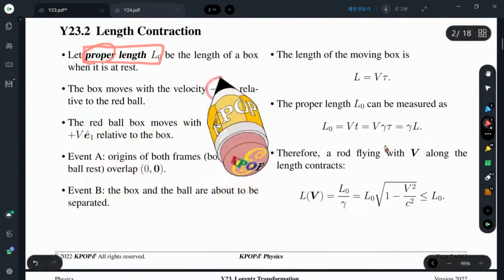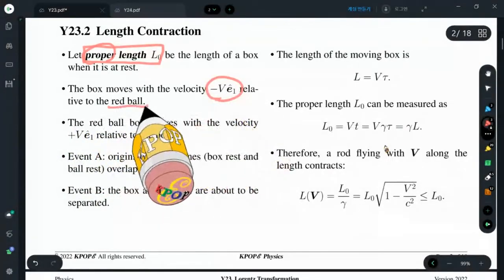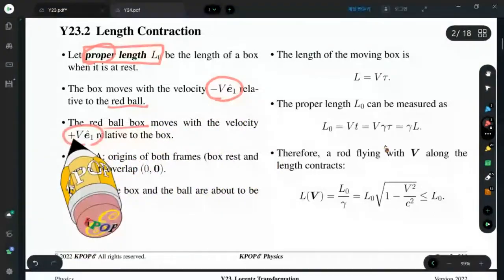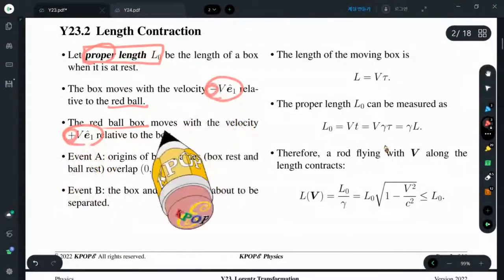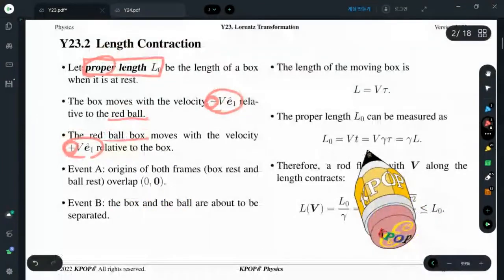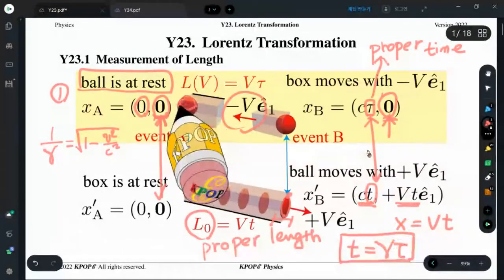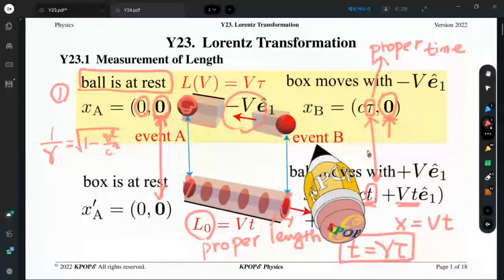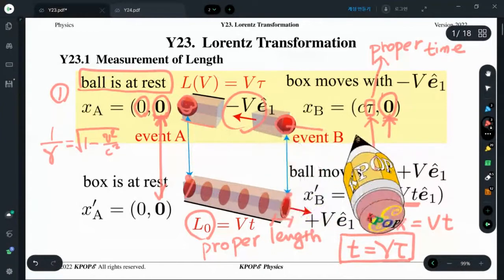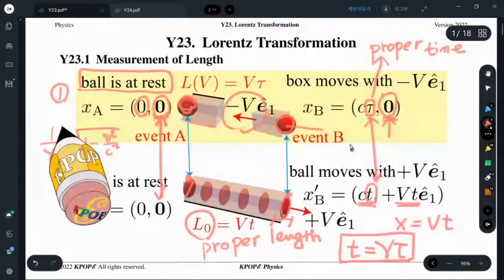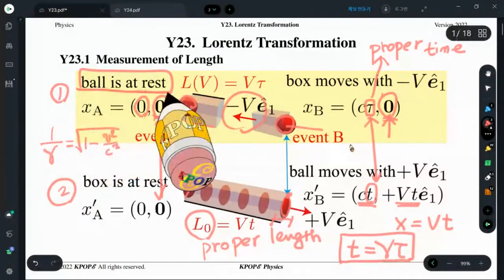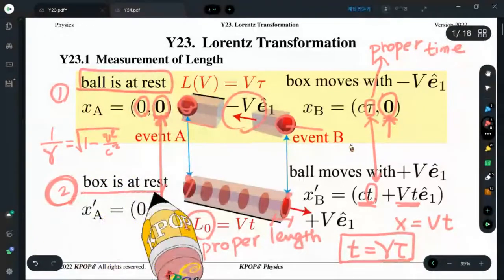The box moves backward in the frame where the red ball is at rest. The red ball moves with the same magnitude but opposite direction in the frame where the box is at rest. We describe two events: event A, when the ball enters the box, and event B, when the ball leaves the box. And we have two observers. One is at the ball's rest frame, the other is at the box rest frame.